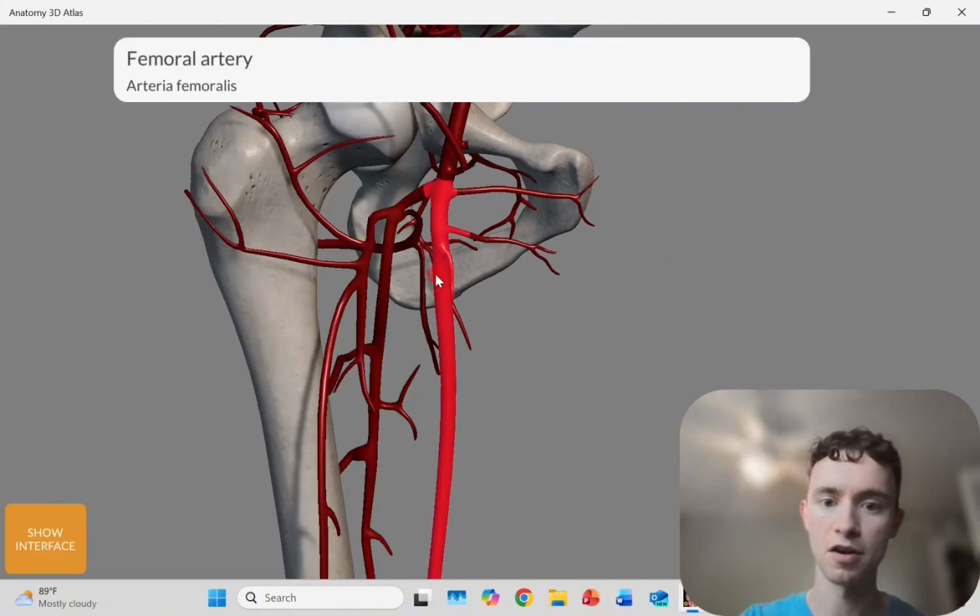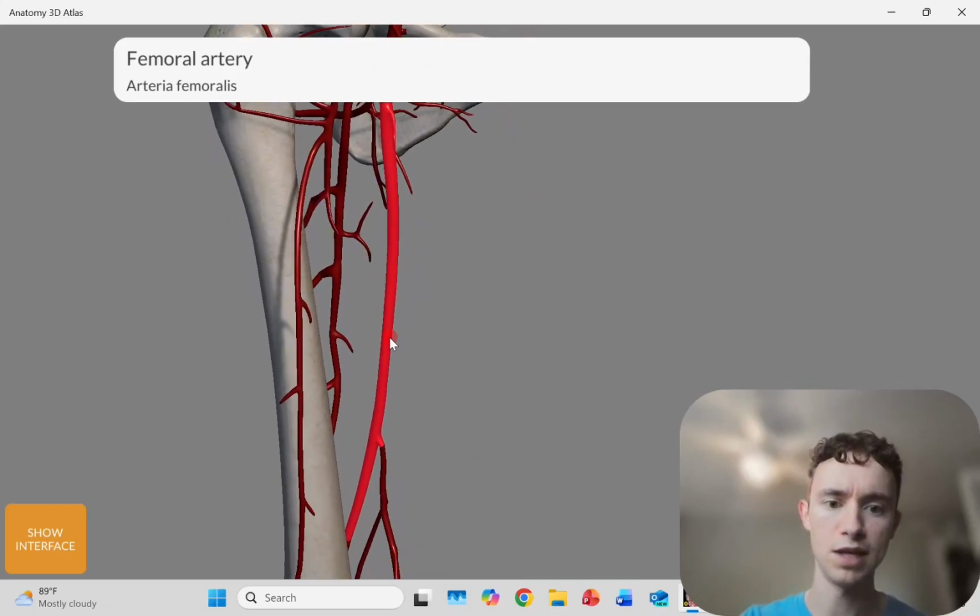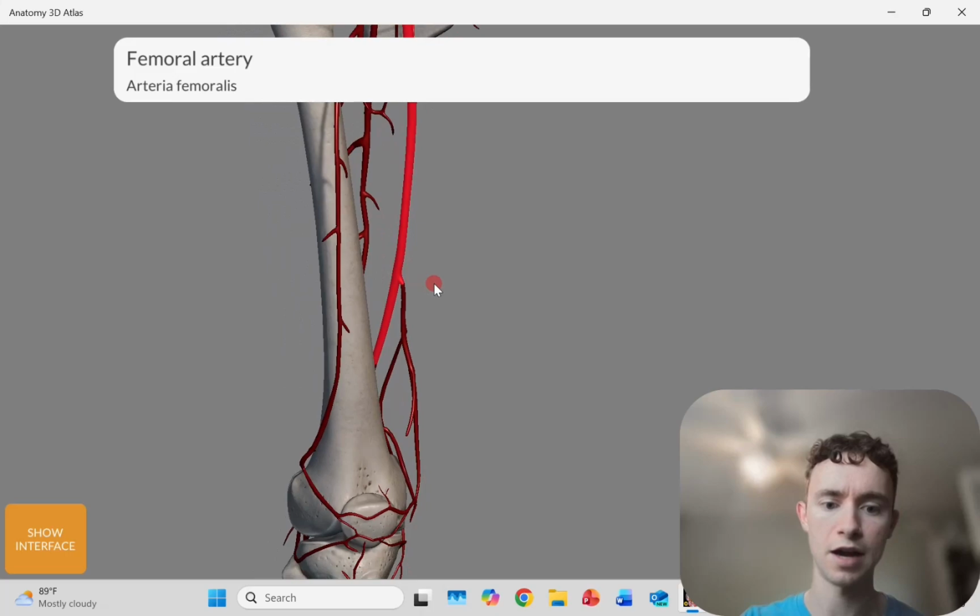Coursing on back to our main road, the femoral artery, we will continue down. You can notice how it courses medially all along the leg and the thigh there.